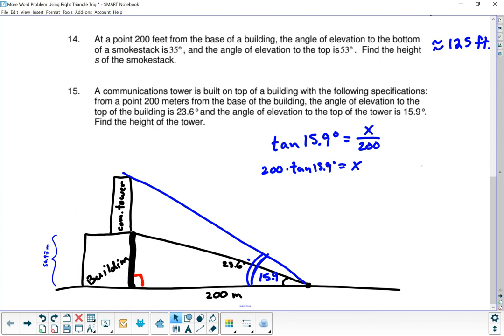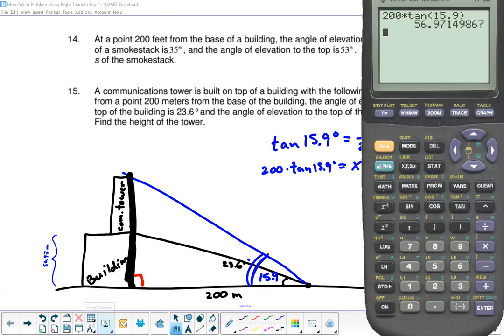Okay, so let's do it again, but this time we're going to use 23.6. It's exactly the same setup. The opposite is going to be unknown, it's this whole thing. The adjacent is going to be 200, and the angle is going to be 23.6. If we set up SOHCAHTOA again, it's the same idea, except this time 23.6.